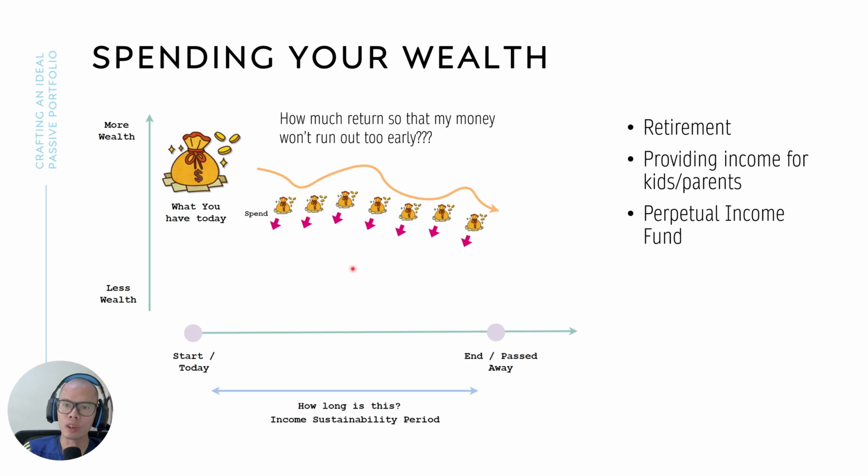So the same question is: how much return does your money need so that you won't run out of money too early? Largely speaking, the kinds of goals that fit into this one are retirement, providing income for kids and parents, and a perpetual income fund. Some of you prefer to have intergenerational wealth, and this will be something that fits over here. So roughly these are the two: accumulating and spending down wealth.